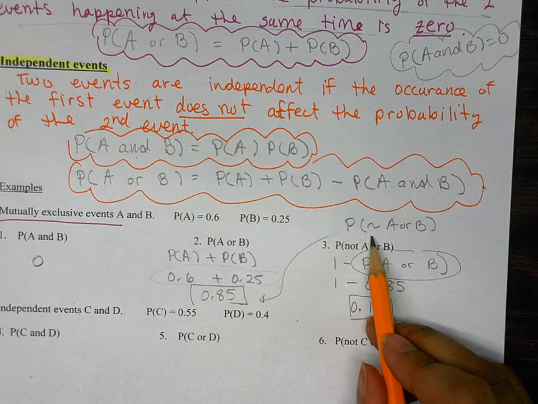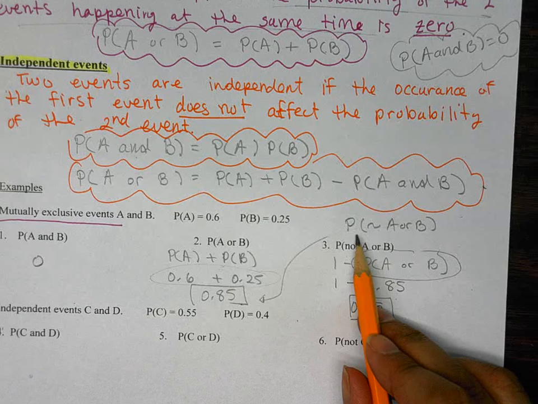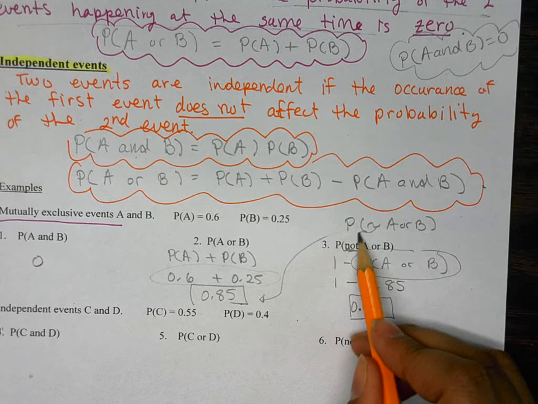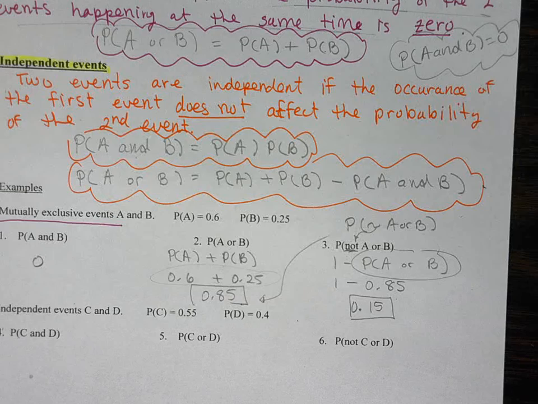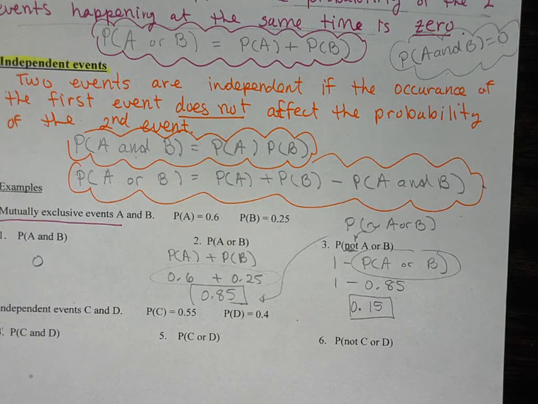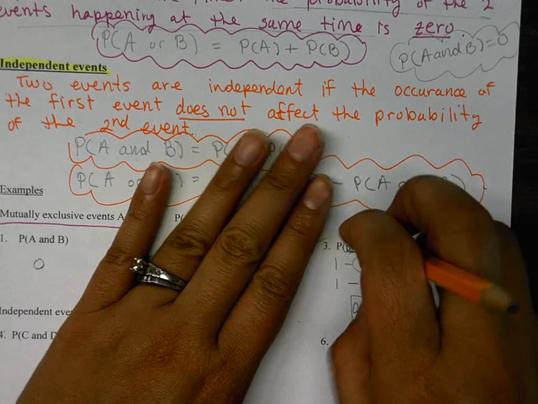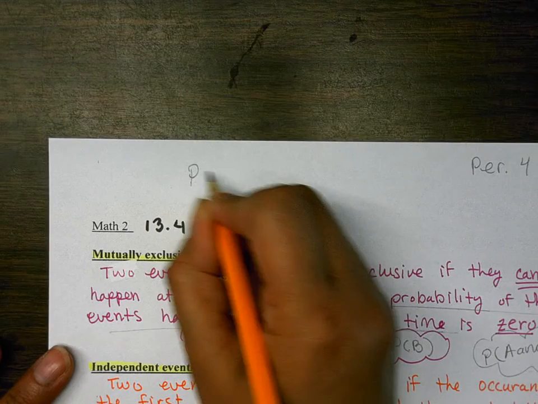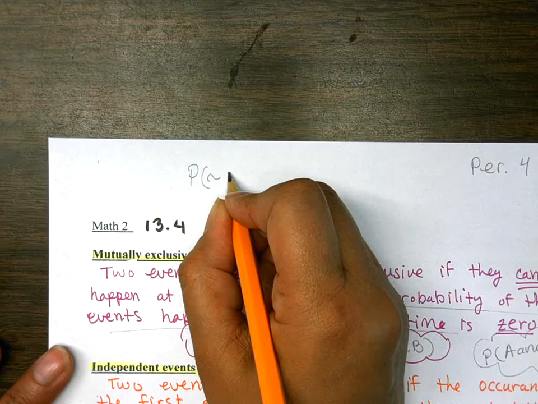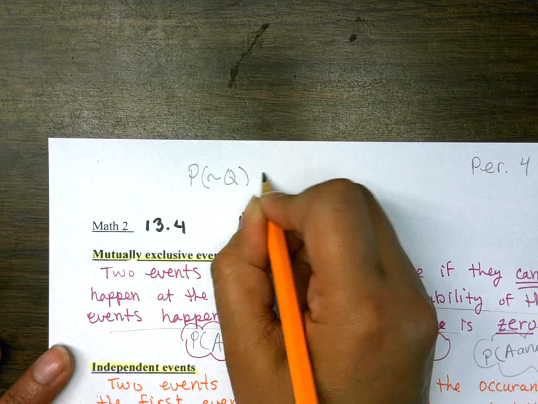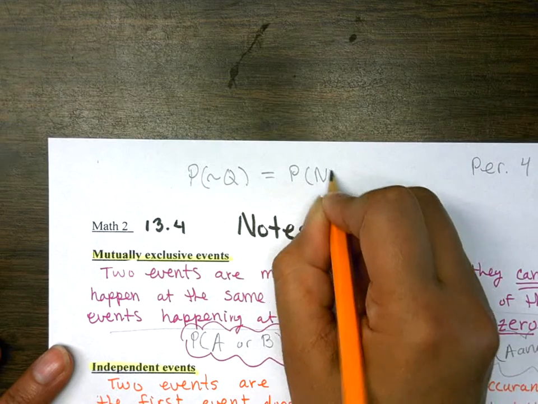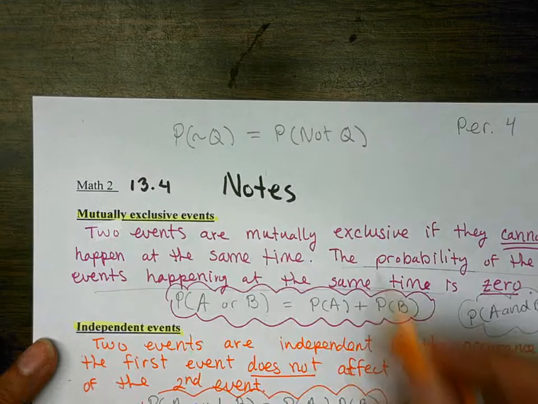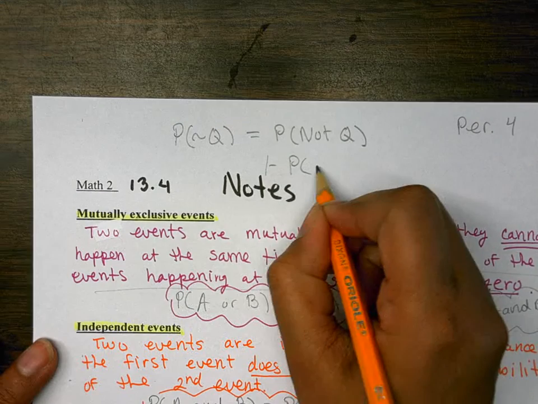That tilde, that's what it's called, that little squiggly line, the tilde means not. When you see that, it's the same as saying not, the probability of not A or B. That tilde right there, that squiggly. For example, I wrote it in there. Probability of not Q equals the probability of actually writing it, not Q. That's what it's equivalent to, which is 1 minus the probability of Q.